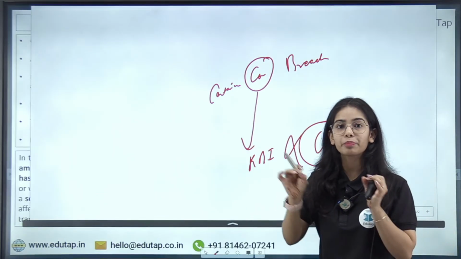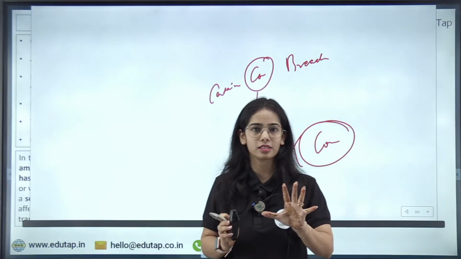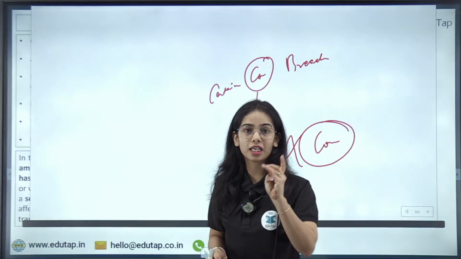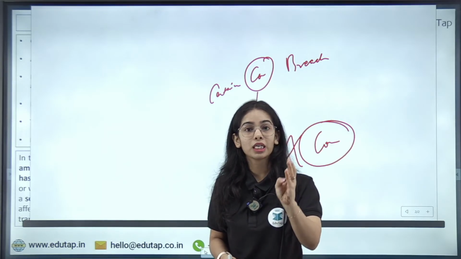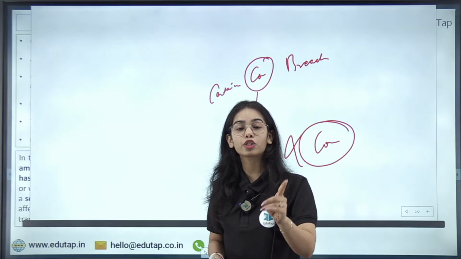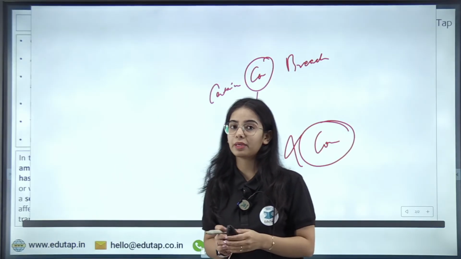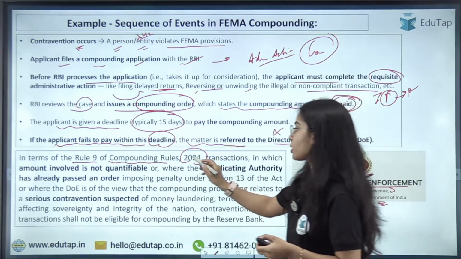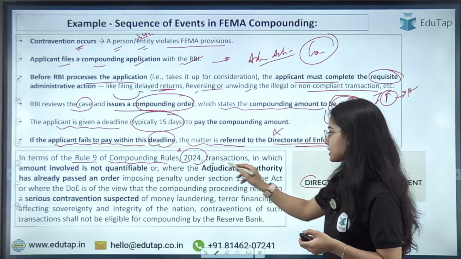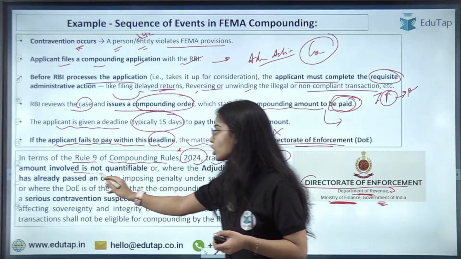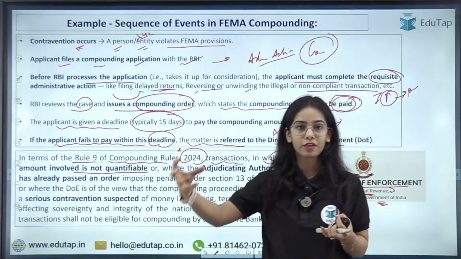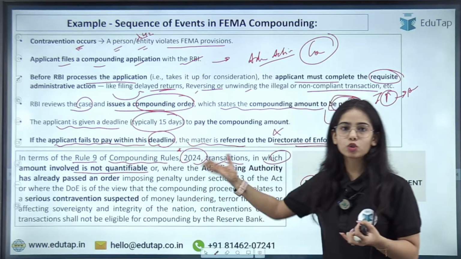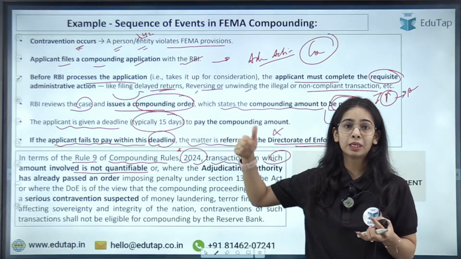So can you tell me certain breaches that RBI cannot compound? We have just discussed money laundering. If the contravention is happening regarding money laundering, the RBI cannot compound that. Terrorist financing, if such a breach is happening related to terrorist financing, that contravention the RBI cannot compound. So there are certain contraventions that the RBI cannot compound. Rule 9 of Compounding Rules 2024 says that the transactions in which the amount involved is not quantifiable. Let's say there is a certain amount involved, but it is not quantifiable, or there is no number that can be identified.